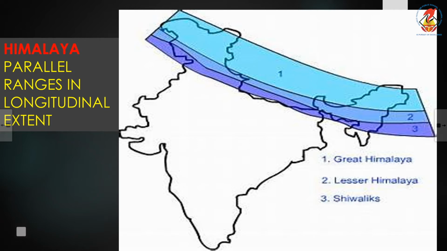The Great Himalayas, that is this part. You can see number 1, it is written number 1. This is the Great Himalayas. Then the Lesser Himalayas, just down below the Greater Himalayas. Then the third one, just down below the Lesser Himalayas, we have the Shivalik.